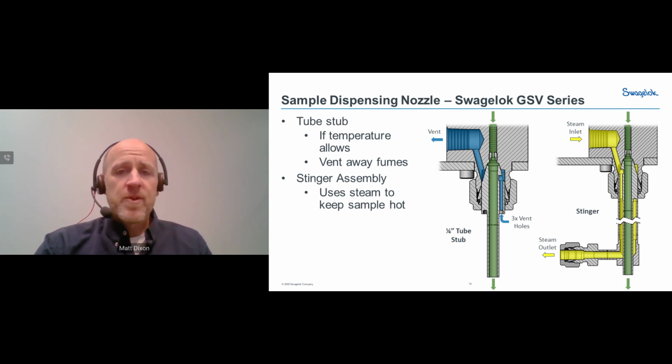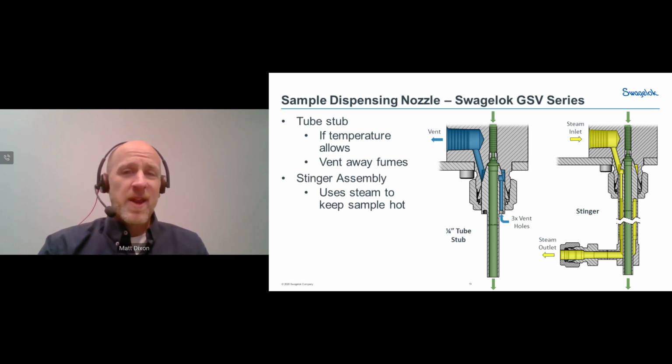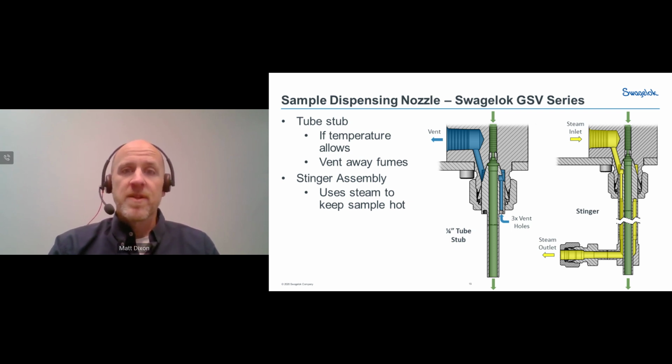Very common, of course, would be just a plain tube stub. If your temperature allows you to do so, basically you just have a sample coming in from the top, comes down through a tube stub down into the sample container. In this particular design, you also have the ability to vent out of a few different vent holes that surround that tube stub. So in this case, you could again hook up that Venturi fitting or whatever you're going to be using to draw that vacuum and suction those fumes out of there to your vent connection and draw that sample out. So that's a very common option if you can get away with it.